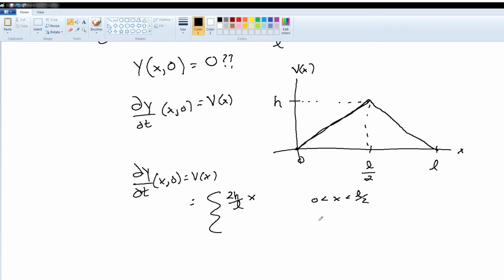And then for x's after the second half of the string, right? It's a negative sloping line. And then we have, let's just see really quick. I'm kind of slow here. 2h, okay. Yep, that works. Cool. All right.